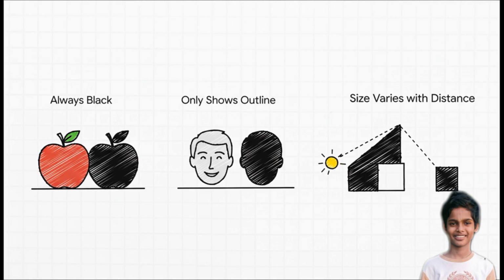Exactly. Okay, now here are a few more key things to know about shadows. Another great bit of info for your exam. First, shadows are always black.